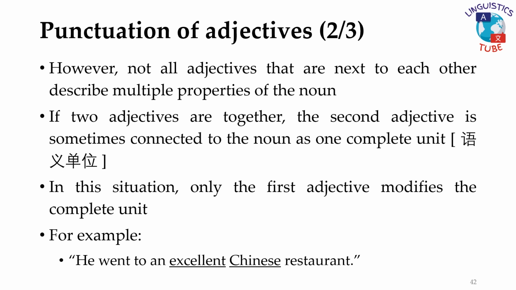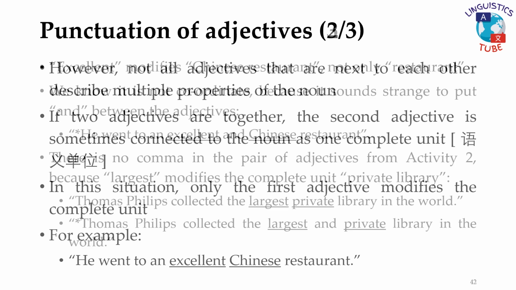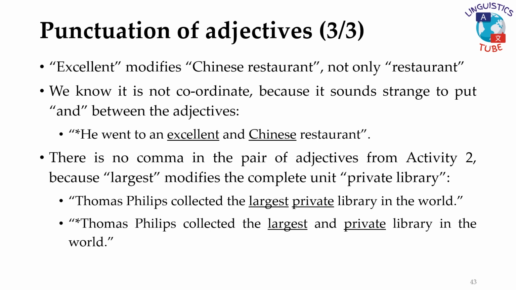Let's explore an example together. He went to an excellent Chinese restaurant. Chinese is, of course, an adjective, because it gives us information about the type of restaurant. However, the complete unit here is Chinese restaurant. Therefore, excellent modifies the complete integral unit, not only the noun restaurant. To put it simply, the essential unit is not restaurant, it is Chinese restaurant. Therefore, excellent modifies Chinese restaurant as a whole single unit.